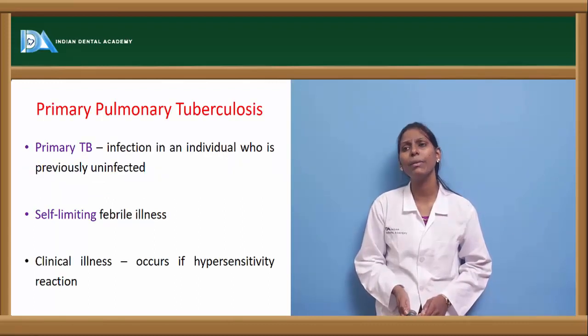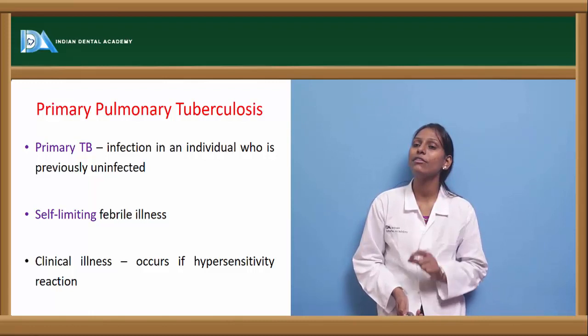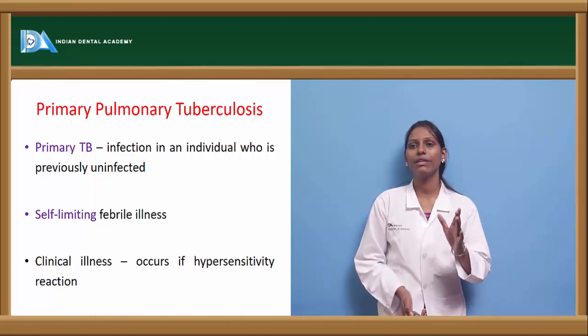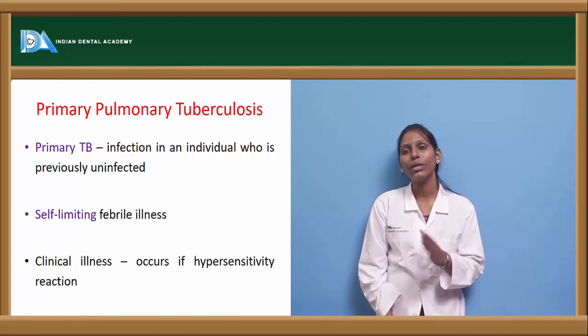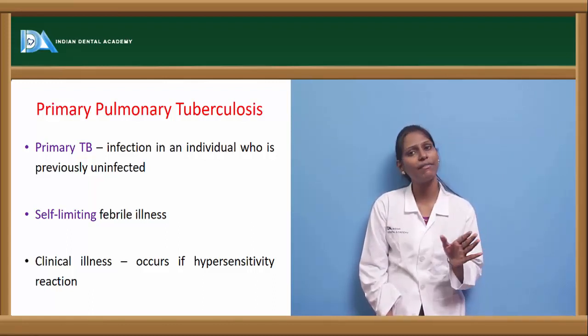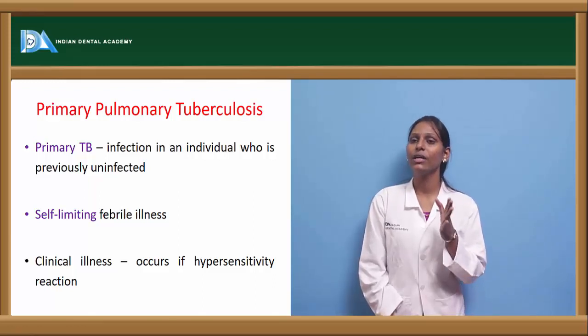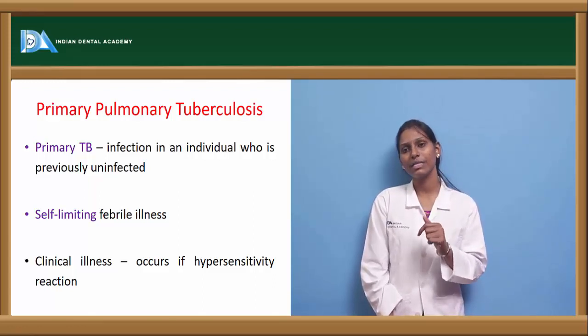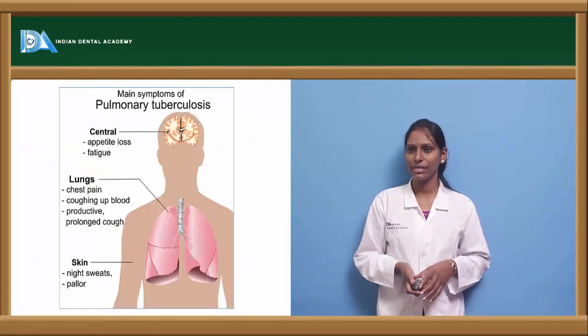Coming to primary pulmonary tuberculosis, in primary TB infection, it is an infection in an individual who is previously uninfected. So primary tuberculosis will occur only in patients who are uninfected. It doesn't have anything to do with latent tuberculosis. Usually it is self-limiting in nature. A self-limiting febrile illness will be seen in this condition, and clinical illness occurs if a hypersensitivity reaction is seen.